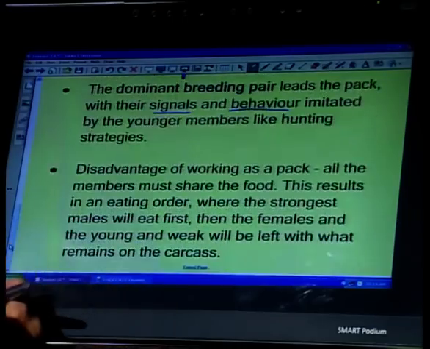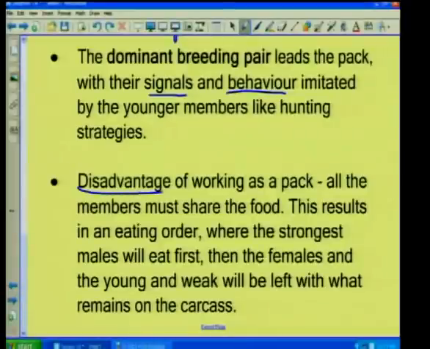into hunting strategies. Your disadvantage of working as a pack is that all the members share the food, and this means that there's an eating order. Your strongest males eat first, then the females, and then the babies, and then only the weak, okay, get whatever's left on the carcass.